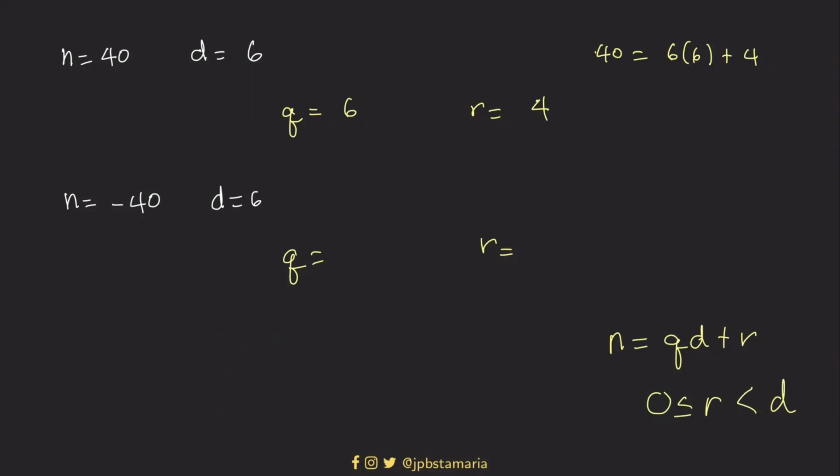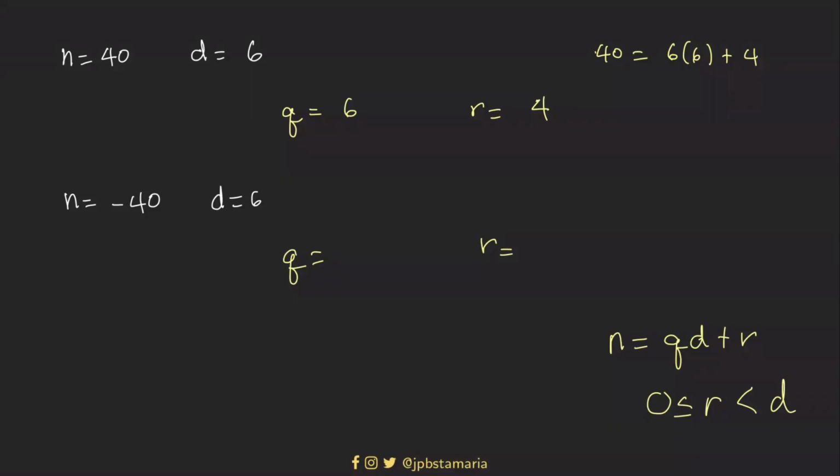Ang remainder, pwede bang maging negative? Hindi pwede, ha? Hindi pwedeng maging negative ang remainder. Ang remainder ay 0 hanggang less than d. At least 0 but less than d. So anong quotient? Nalito na kayo, negative lang ngayon.